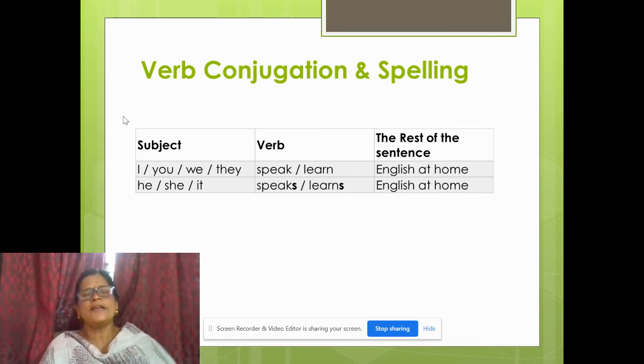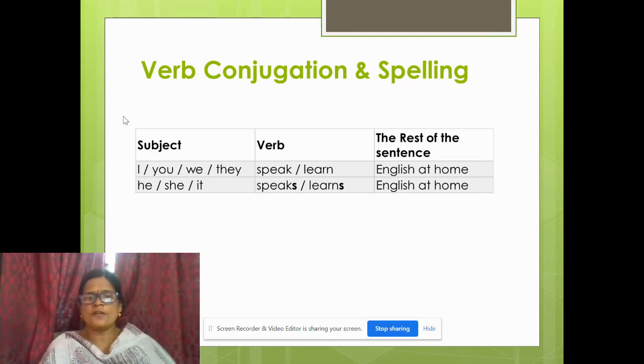So here there is a rule: not all the verbs will carry s. In the slide, in the first one, in the subject part, I have given I, you, we, they. If the subject is I, you, we or they, the verb will be only speak, that is the V1 form, only the V1 form, and the rest of the sentence.